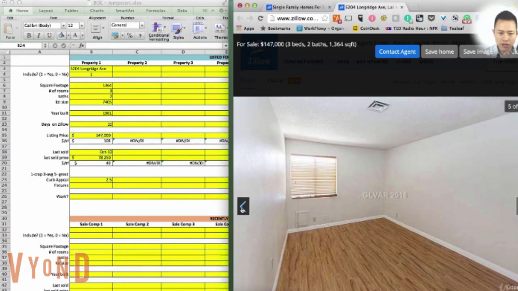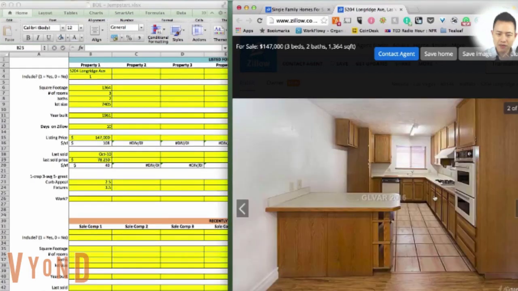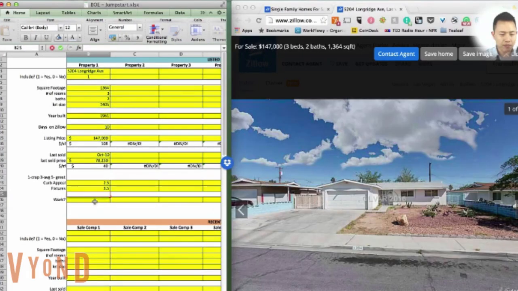And then put in some other information, the square footage. So right there is 1364. I'm going to put in the number of rooms as 3. Number of baths as 2. The lot size is 7,405, and the year it was built, 1961. How many days has it been listed on Zillow? This one's recently listed, only 10 days.